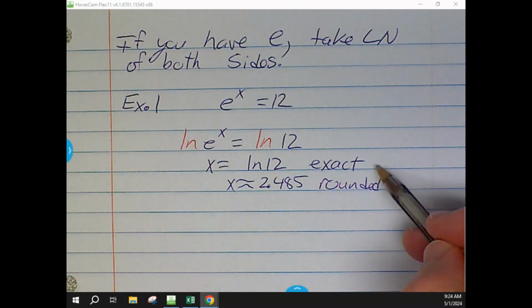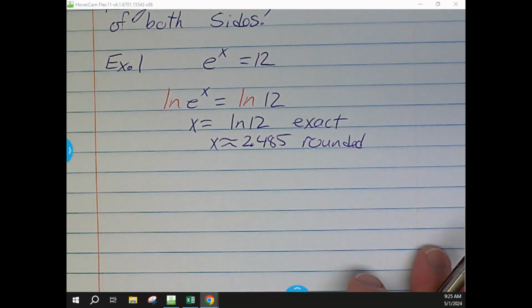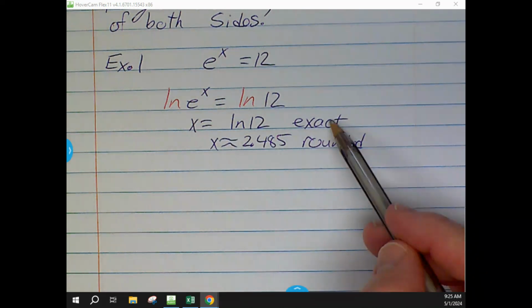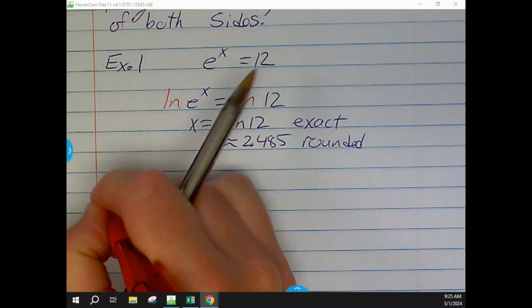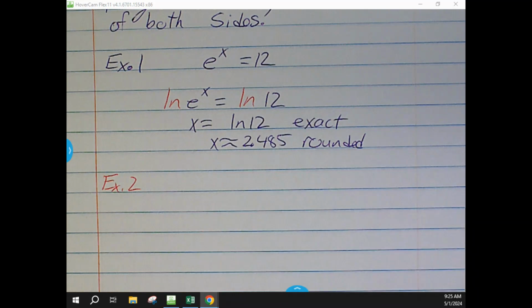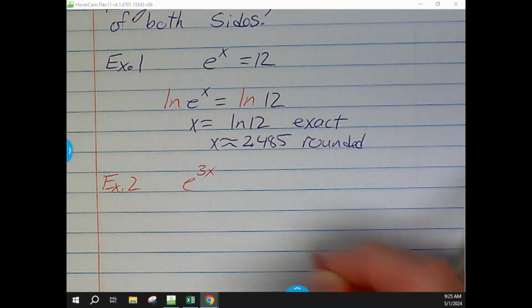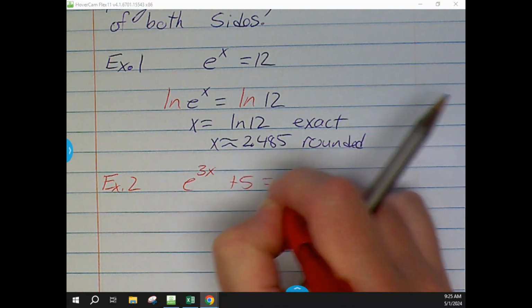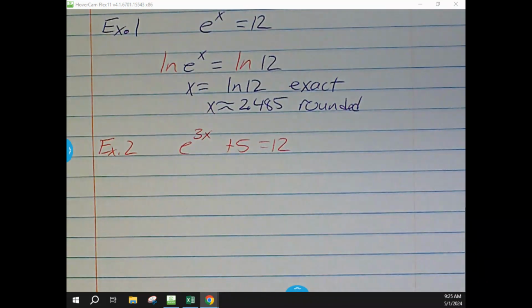Okay, so exact is basically they're saying, all right, if you happen to not have a calculator on hand with you, which now everybody's got one, just tell me what the exact answer is, but we'll also go ahead and give you what the rounded answer would be. Okay, and there's only just a handful of things they can do to you here. So let's say we're doing e to the 3x plus 5 equals 12.